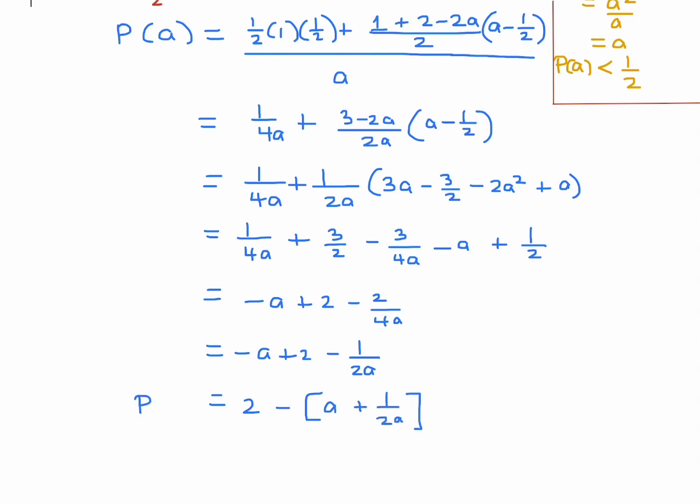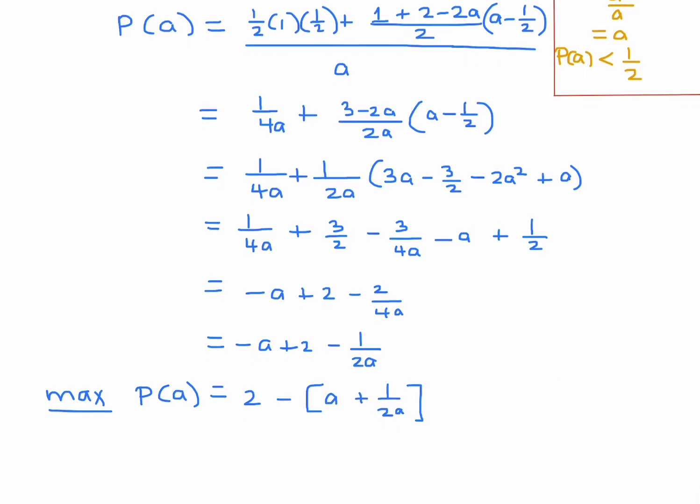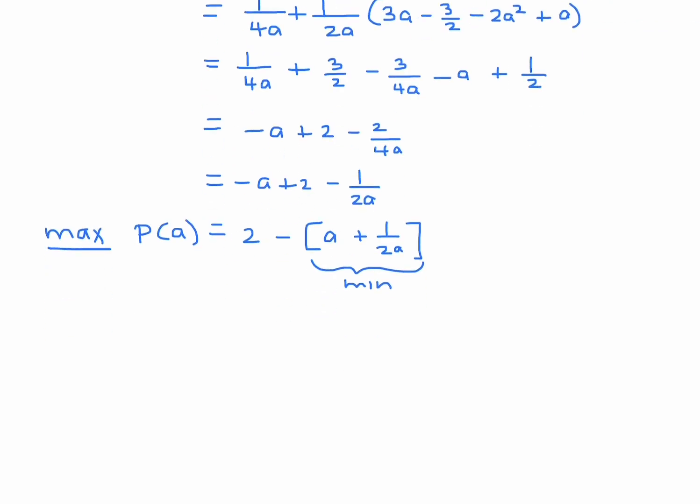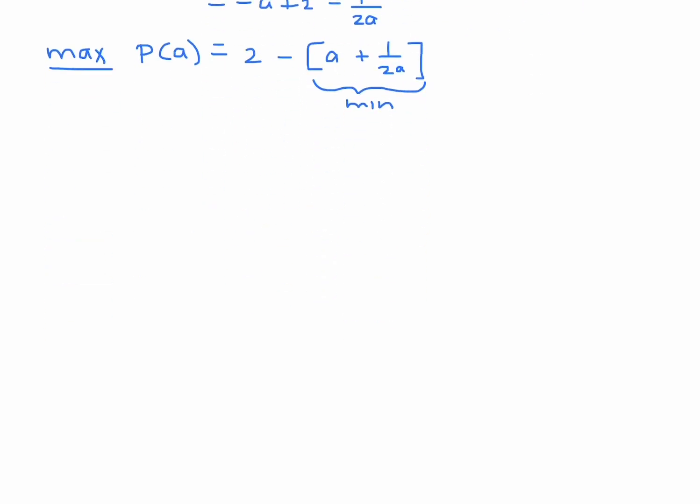And this is our P of A, and this is something we need to maximize. Well, at this point, it's going to be maximized when this is the minimum, right? The smaller this is, the bigger this whole thing will be. So now I'm going to concentrate on minimizing that part. To minimize that, I've got two sums. So this is where I have to use AM-GM, arithmetic mean, geometric mean.